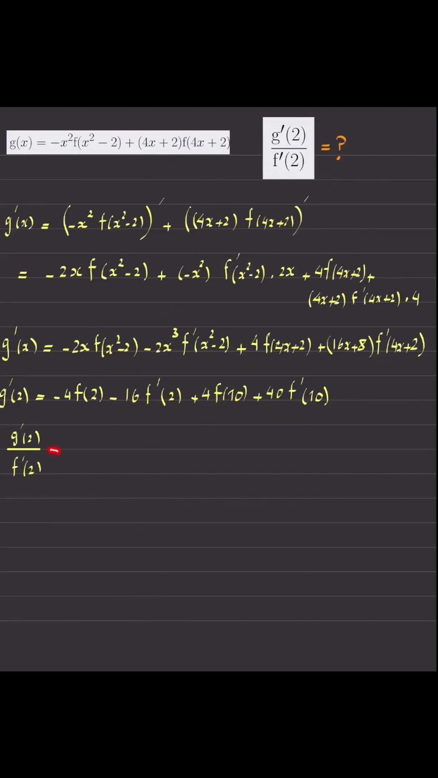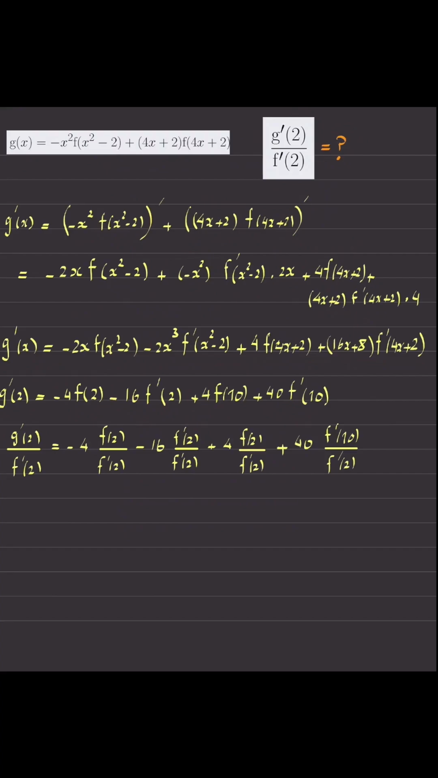So up to here, I haven't been creative at all. I'm just following the standard rules, yes? So it becomes f of 2 divided by f prime of 2 minus 16 f prime of 2 divided by f prime of 2. This one is of course simple. And then the next one is 4 f of 2 divided by f prime of 2. And finally I have 40 f prime of 10 divided by f prime of 2.